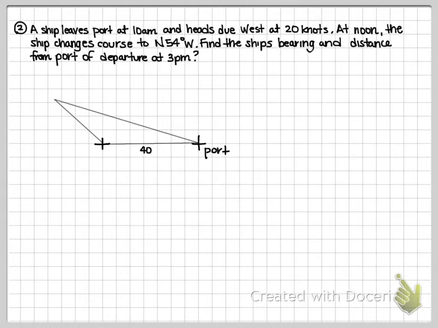Then it gives me the change of course at north 54 west. Okay, so from the north towards the west, that is going to be the 54 degrees. So let's go ahead and put that in there. Then, let's see, find ship's bearing and distance from port of departure at 3 p.m. Okay, so now from noon to 3, doesn't say that the ship has changed speed, so we assume still the same speed at 20, so then 20 times 3. And remember that our boat is up here. All right, so I want to find how far the boat is from the port, so there's my x.